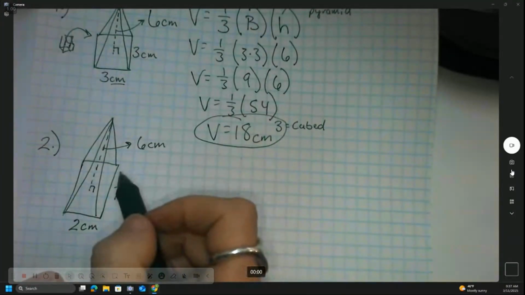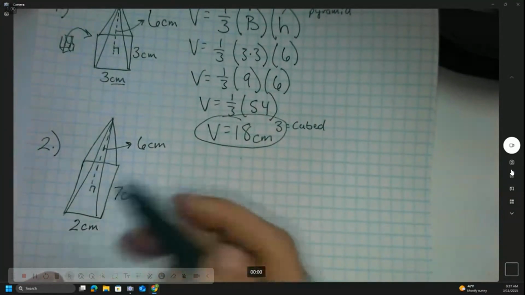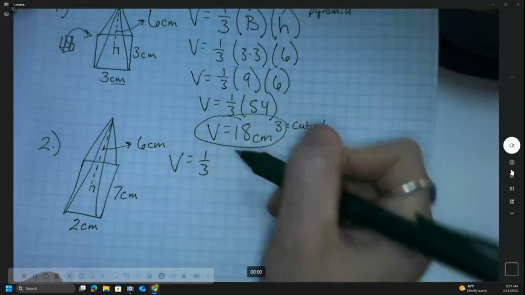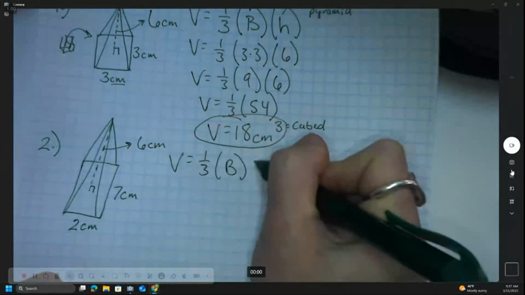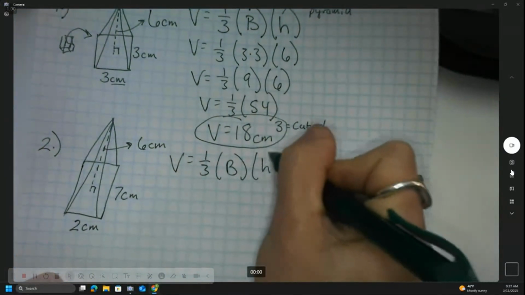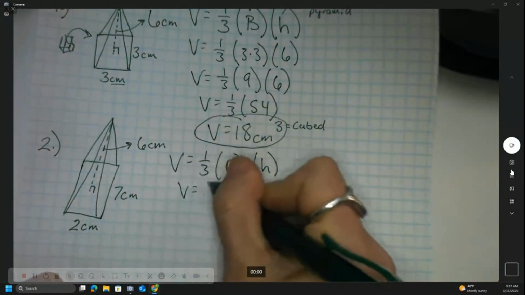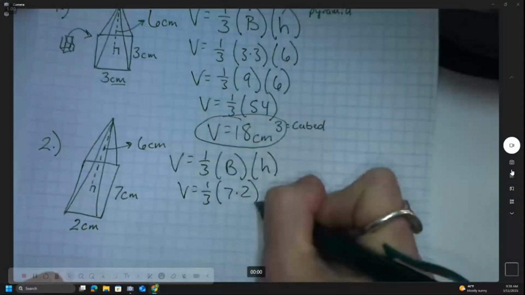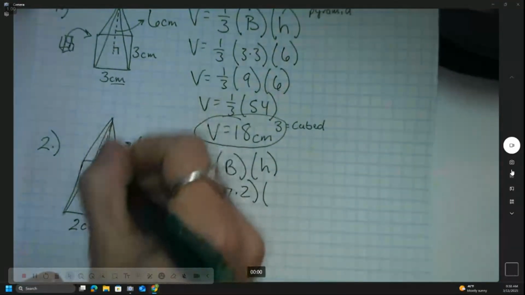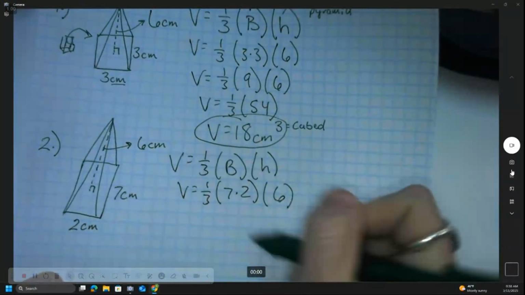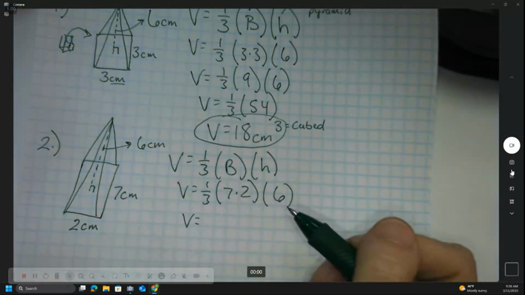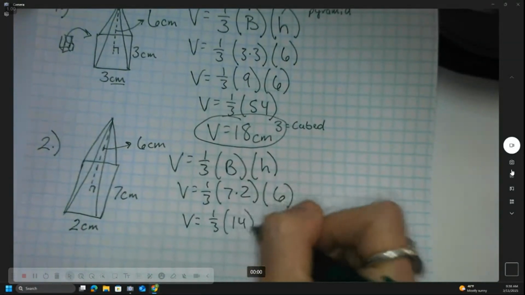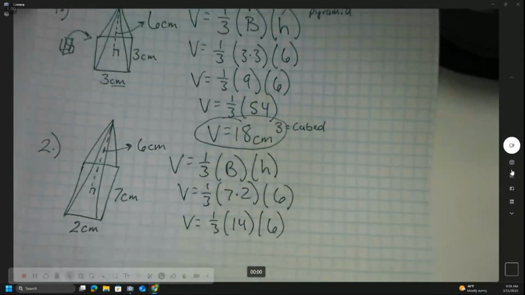Okay. The area of a rectangle is also length times width. So let's apply our formula. 1/3 times the area of the base, the big B, times the height of the whole pyramid. So that's 1/3 times the area of the base, which is 7 times 2, times the height of the whole pyramid, 6. Let's go ahead and solve. 7 times 2 is 14. So 1/3 times 14 times 6.